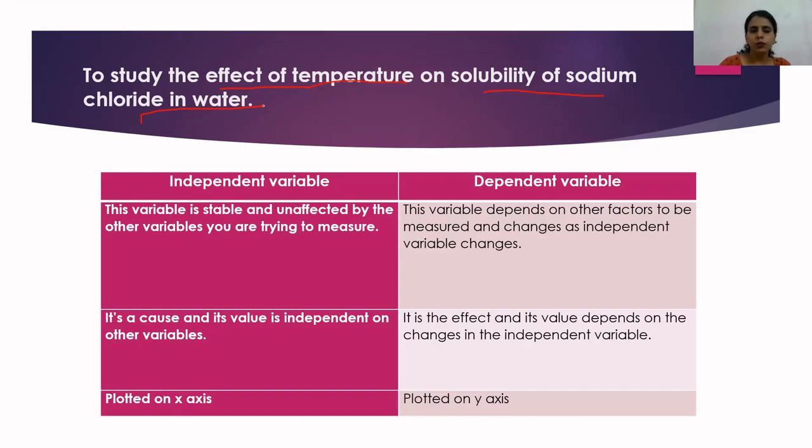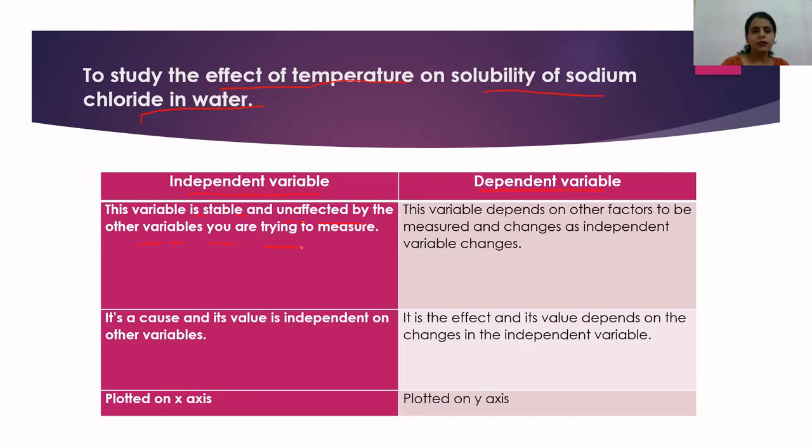The first very important rule for plotting of line graph is whenever any question is given to you, you should be able to identify dependent and independent variable. Okay, so in every such type of question, always there is one independent variable and one dependent variable. So you should be able to identify that. Now independent variables are always stable and they remain unaffected by other variables you're trying to measure. So remember, independent variables are always stable, and they remain unaffected by other variables we're trying to measure.